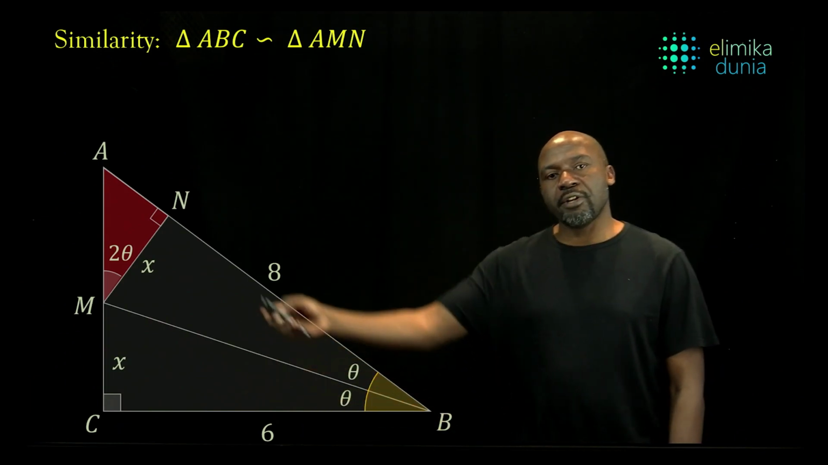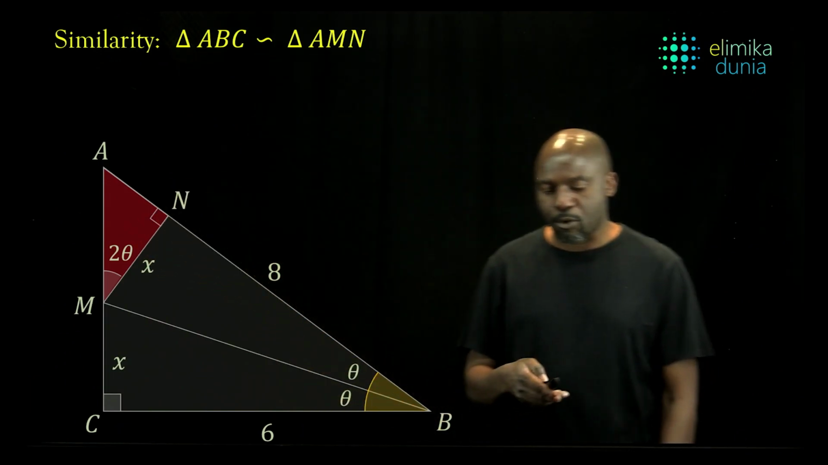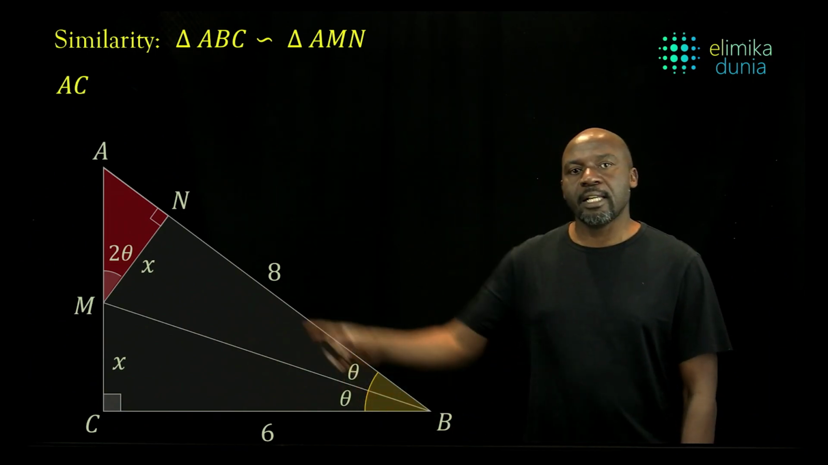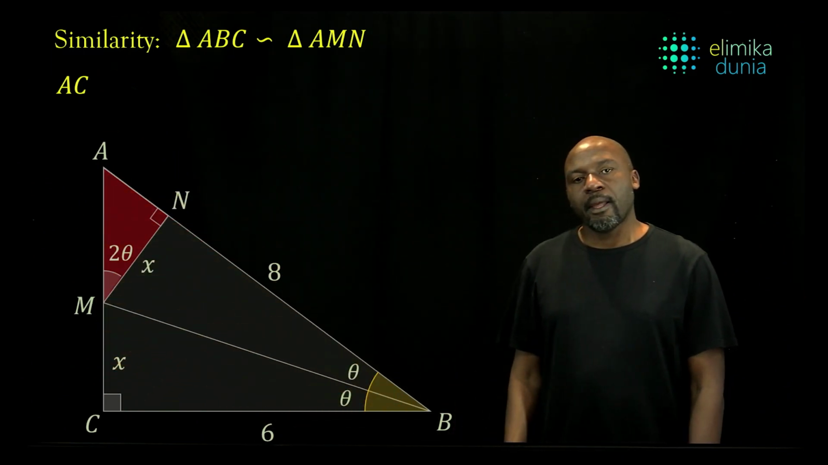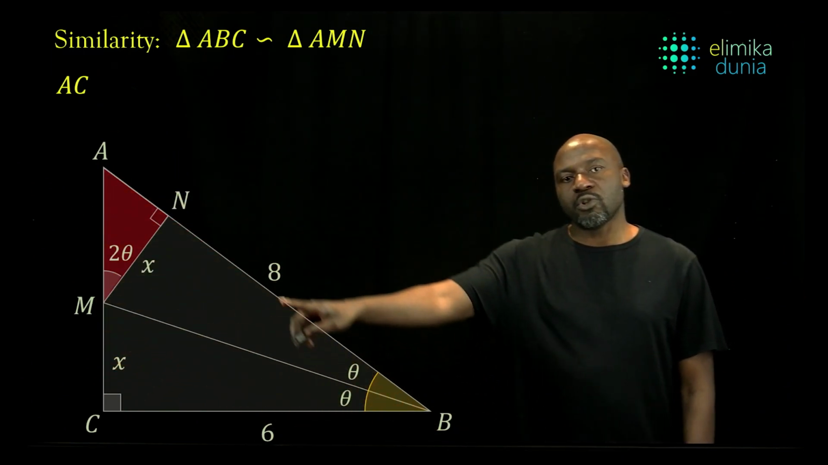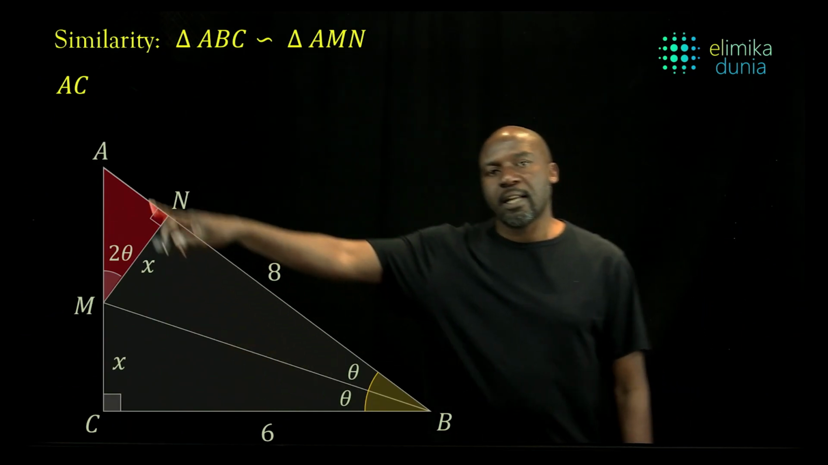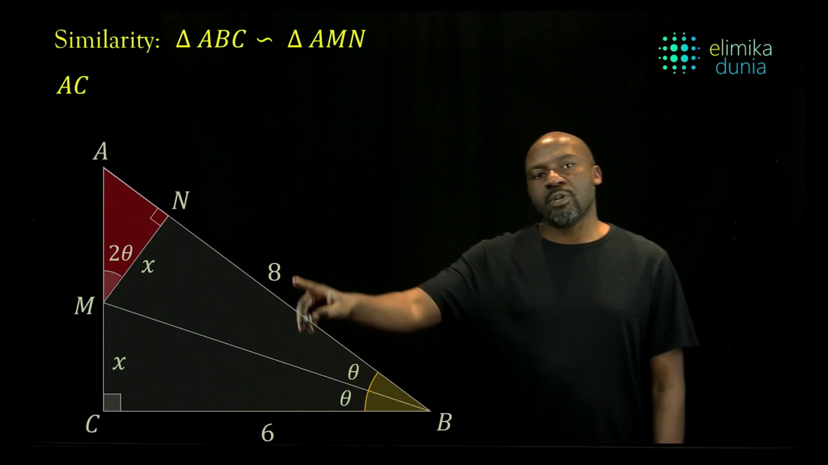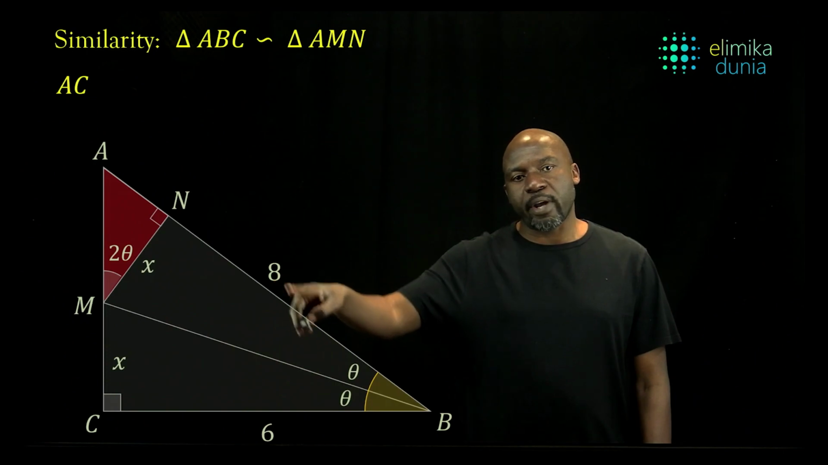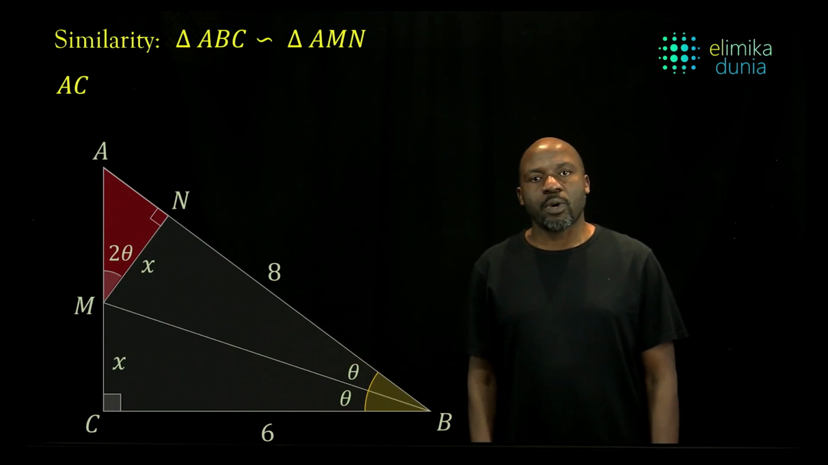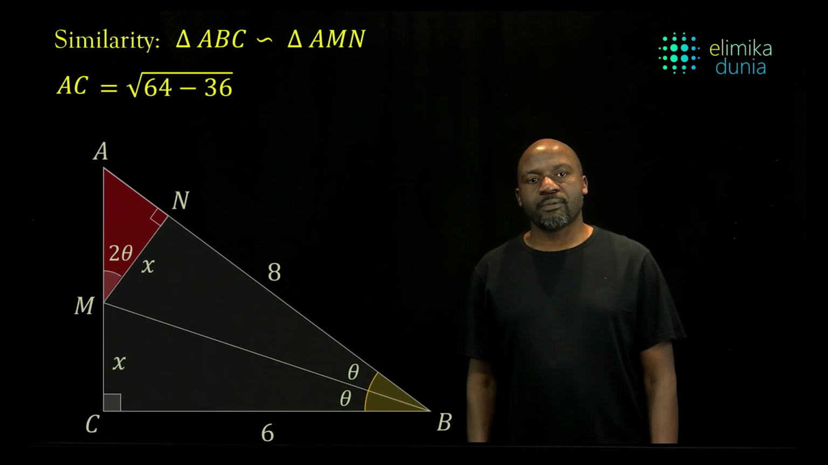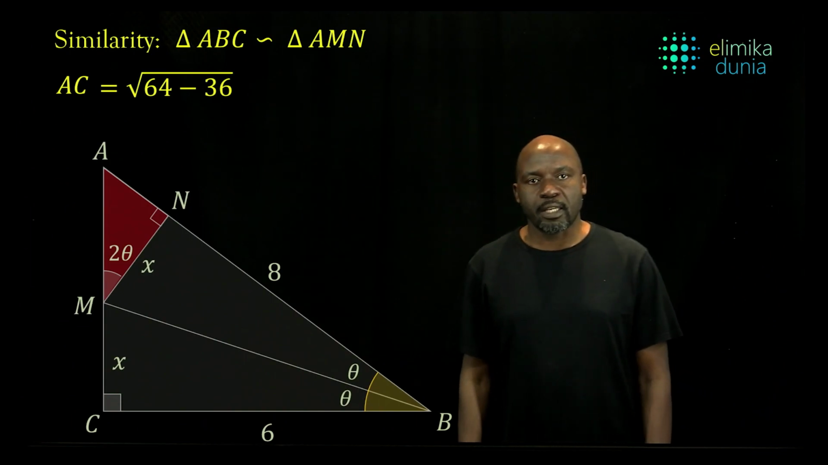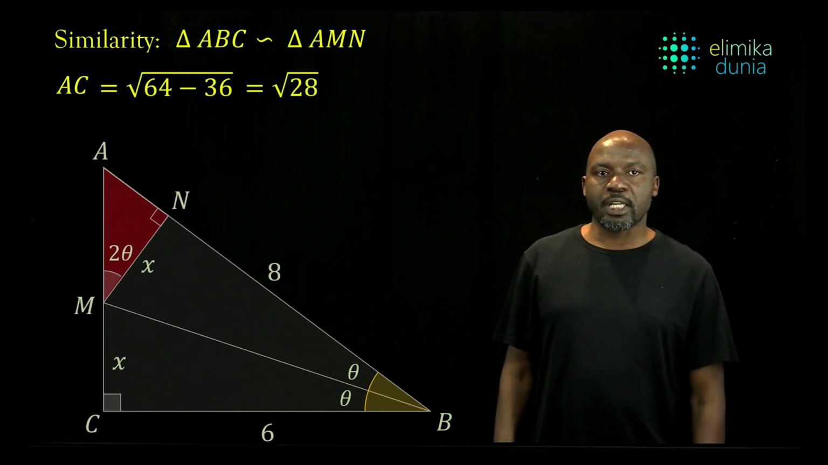I'm just going to rearrange this so that it faces the same orientation as the larger triangle. First of all, let's find the length of AC, because we know this is 8 and this is 6. Clearly AC by Pythagoras theorem is the square root of 8 squared minus 6 squared. 8 squared is 64, 6 squared is 36. The difference there is 28. So this is the square root of 28.